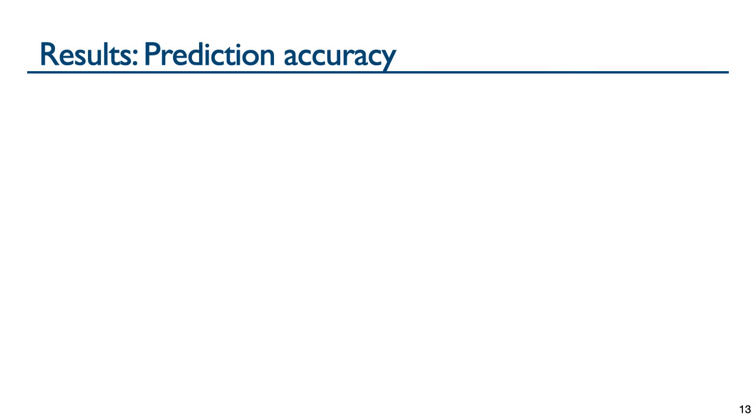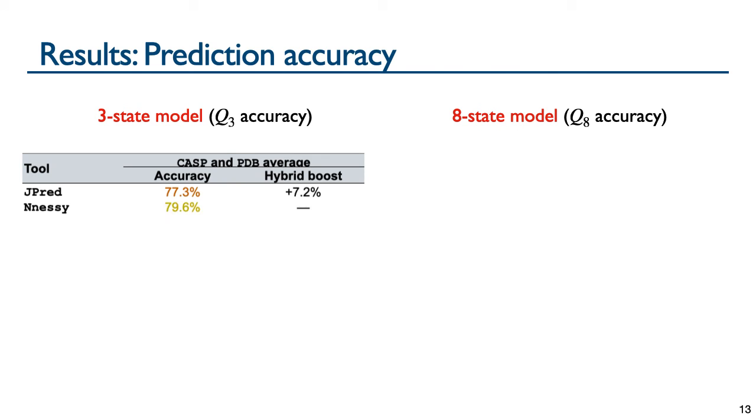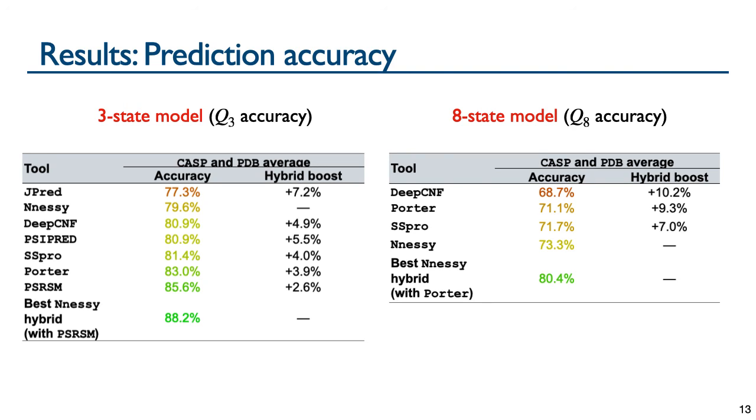We now give the prediction accuracies for state-of-the-art tools including Nnessy and the hybrid method. These tables give accuracies for the standard 3-state and 8-state models of secondary structure prediction. We use Q3 or Q8 accuracy, which is the fraction of residues with correctly predicted secondary structure. The hybrid boost is the increase in accuracy when hybridizing a given tool with Nnessy. The best Nnessy hybrid is 3% better than any single tool for 3-state and 7% better than any single tool for 8-state prediction.